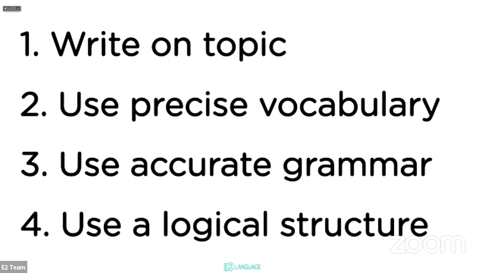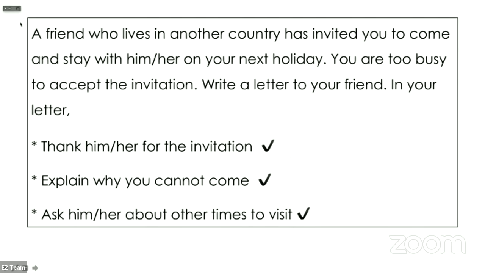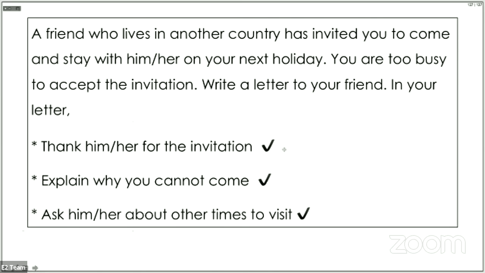2, use precise vocabulary, use accurate grammar. Number 3, use a logical structure. Number 4, let's look at them in detail. Write on topic. So, did we do this? Did we thank our friend for the invitation? Yes. I'm writing to thank you for the invitation. And then we added a little bit of this stuff here. Did we explain why you cannot come? Yes, in detail. Then did we request other times to visit your friend? Yes. Cool. So we've written on topic.